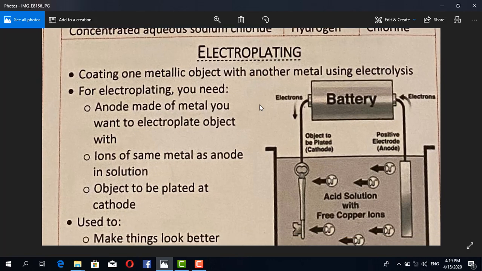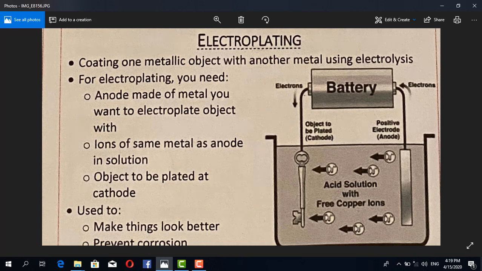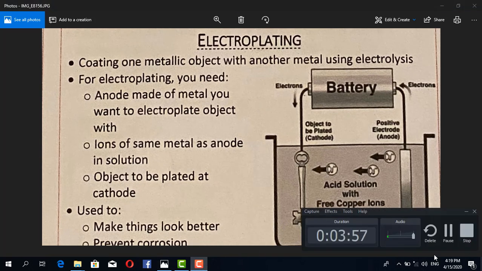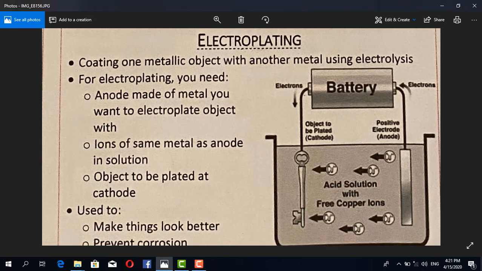Now we come to the process of electroplating. Electroplating is covering or coating one metallic object with another metal using electrolysis. For example, look, we've got the battery, the electrons over here, the cathode and the anode, and an acid solution with copper ions.